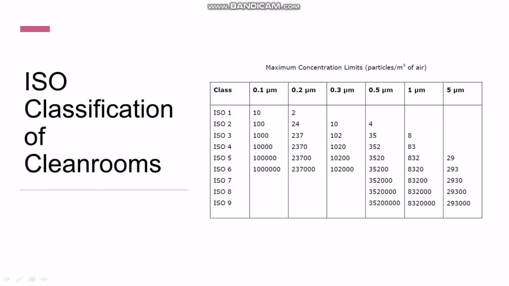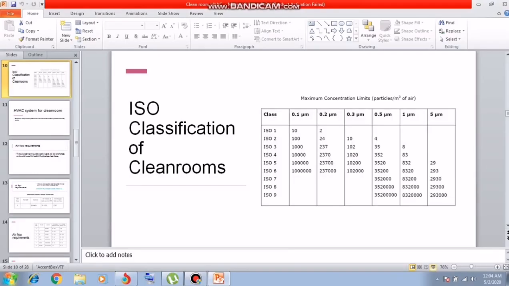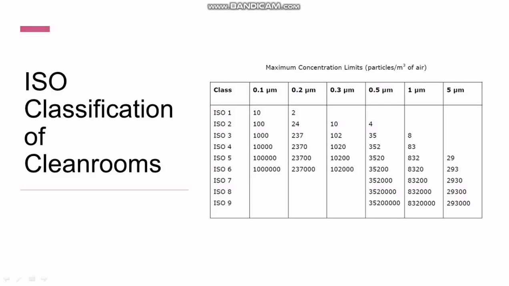These are the ISO classifications of clean rooms. What is the ISO classification of clean rooms? ISO defines the maximum concentration limit per cubic meter of air. Like in ISO class 1, the particles should not be bigger than 0.5 micron, 10 particles per cubic meter of air. Same for ISO class 2, that is 100 particles, whose size should not be bigger than 0.1 micrometer in 1 cubic meter is allowed.